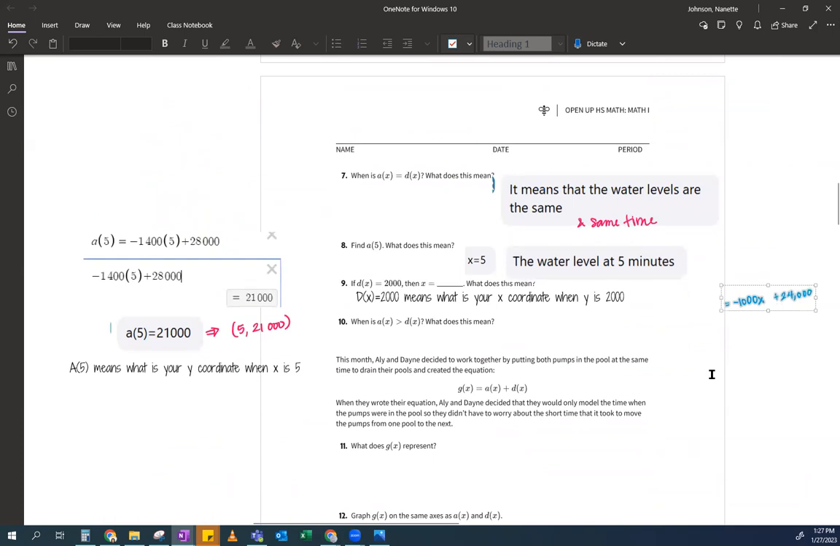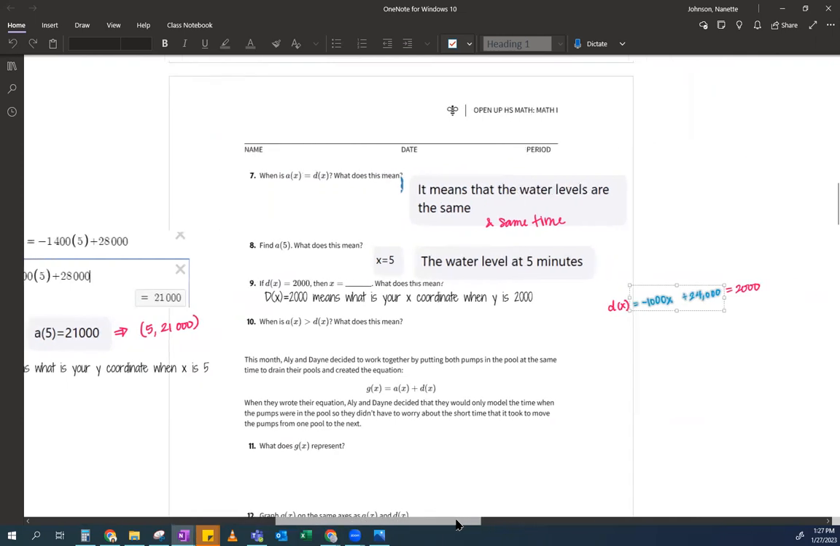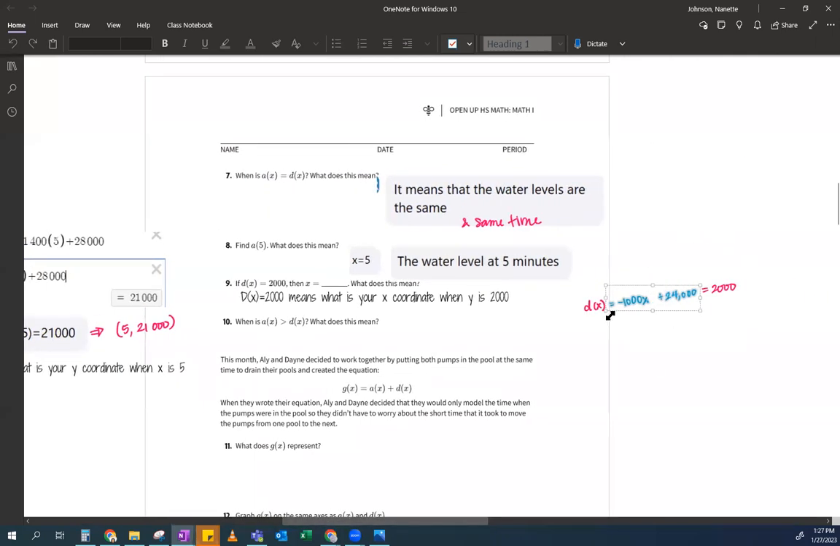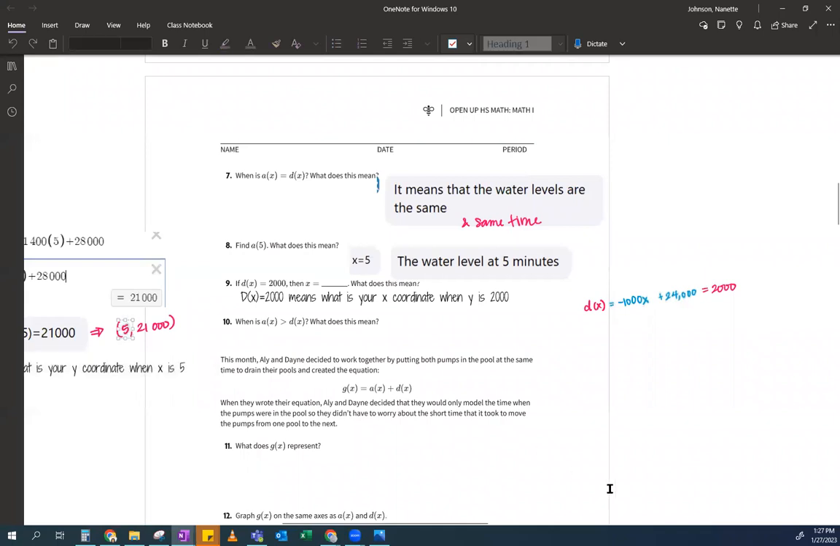Okay, let's see. So here's D of X, is this. So if D of X is this, they want you to set this whole thing equal to 2000. Very good. And then what do they want you to do? It says, what is your X? Oh, they want me to solve for X. Can you guys all solve for X right now? I'm going to give you a second. Go ahead and solve for X.